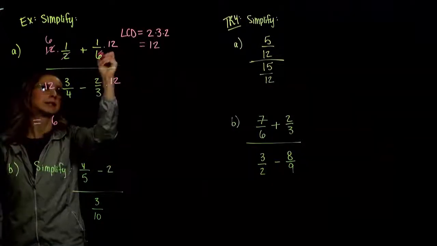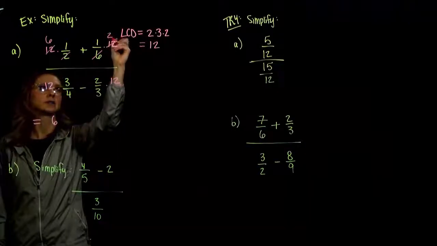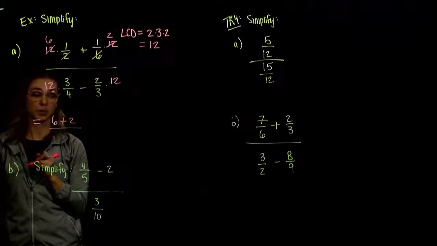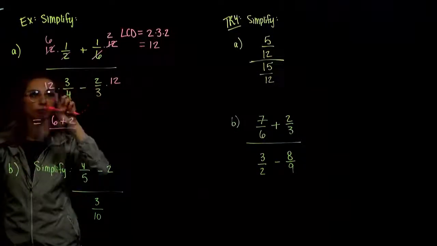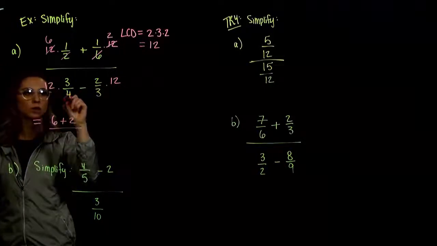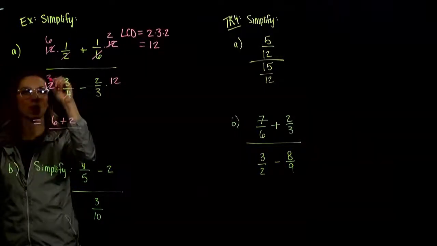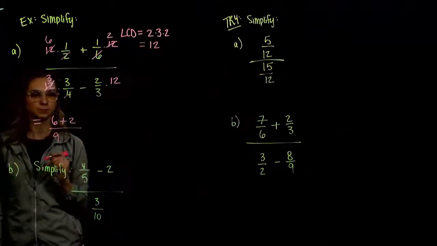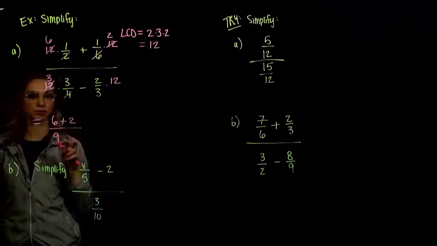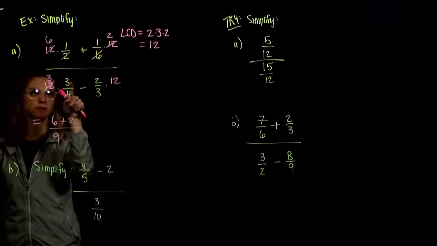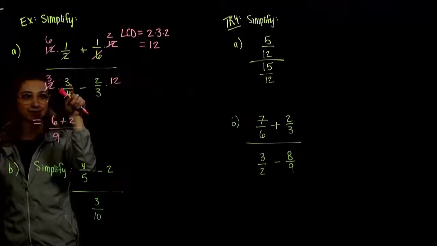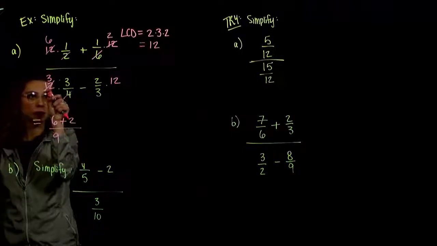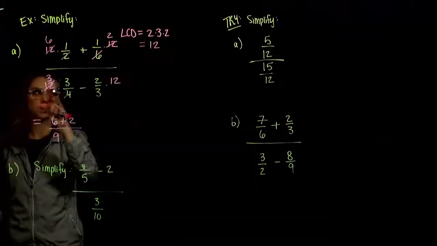Next one, 6 goes into 12 2 times. 2 times 1 is 2. Simplified the numerator of our large fraction. Let's go for the bottom. 4 goes into 12 how many times? 3 times. And 3 times 3 is 9. So what I mean by doing the division first is we could have taken 12 times 3, which is 36, and then divided it by 4, which is 9. But it's easier to work with smaller numbers like 3 times 3 and do the division first.